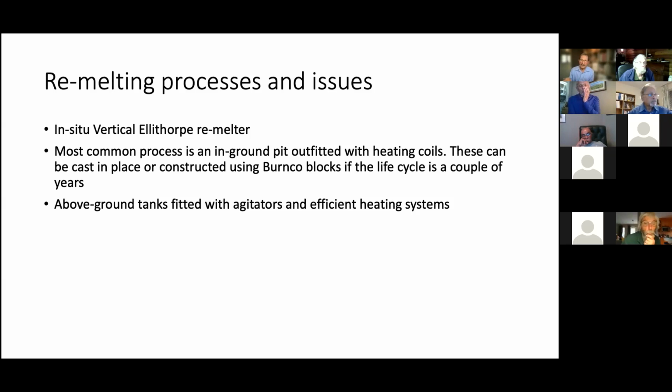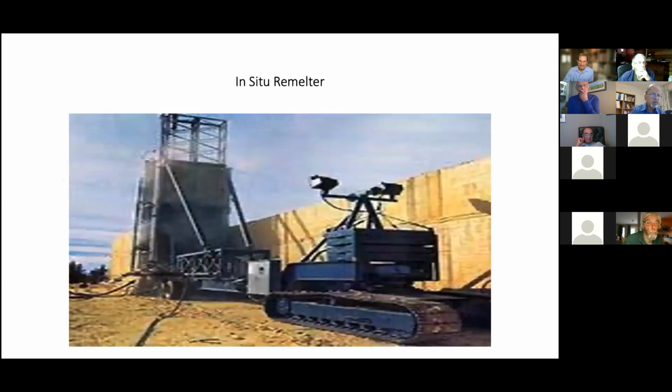And then nowadays, you get above ground tanks, which are fitted with agitators and efficient heating systems. So I'll just briefly discuss it. I apologize for this picture if you can see it, but this is the in situ remelting process.